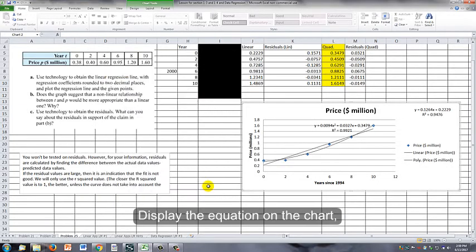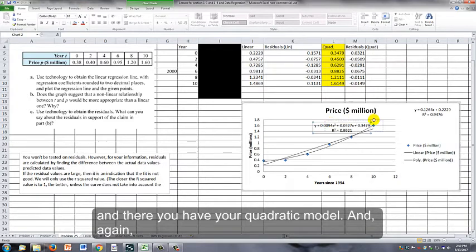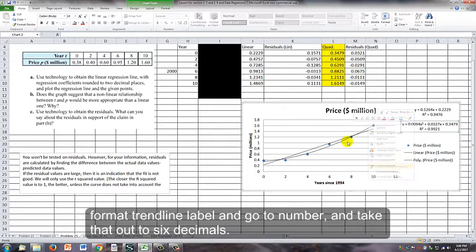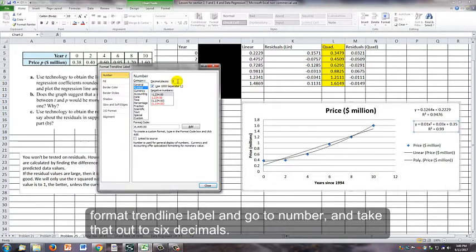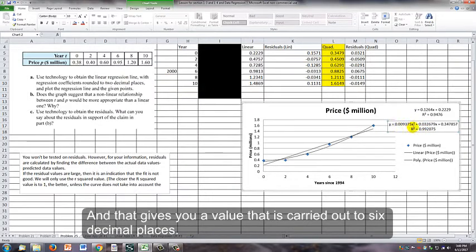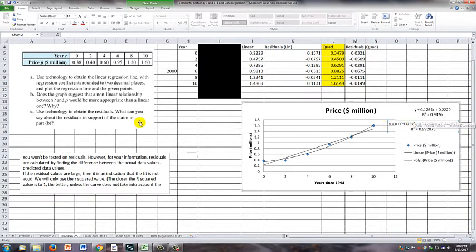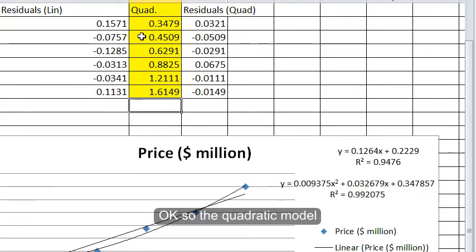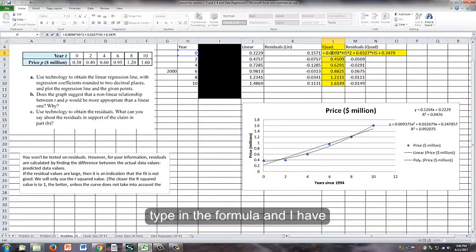Display the equation on the chart, and there you have your quadratic model. And again, this is a very small a value, so you may want to right click, format trendline label, and go to number and take that out to 6 decimals, and that gives you a value that is carried out to 6 decimal places. And the r-squared value here is much better, 0.992075.